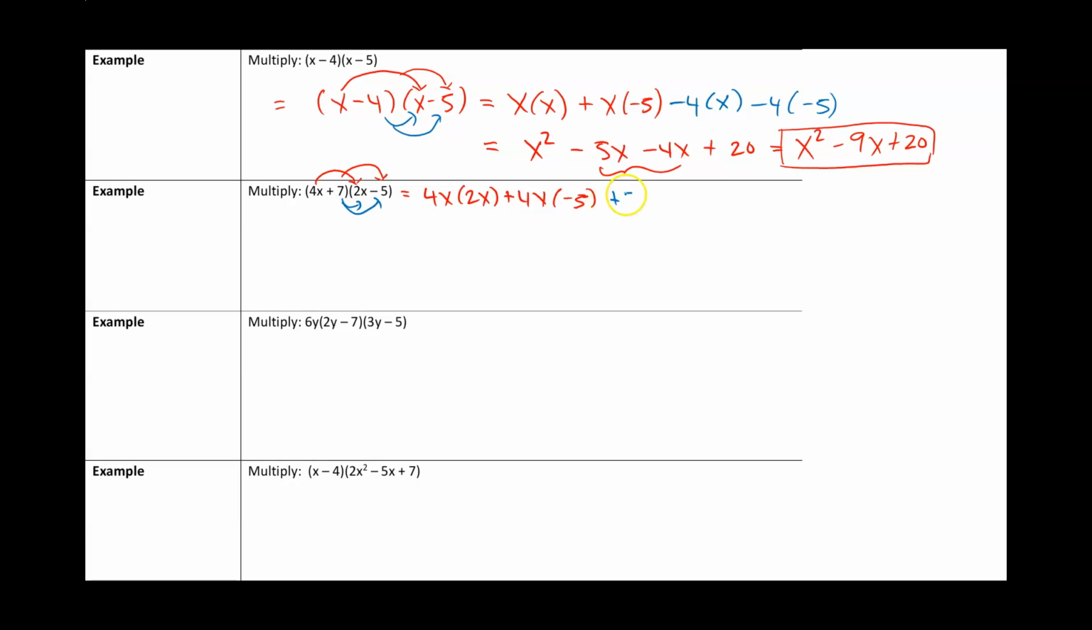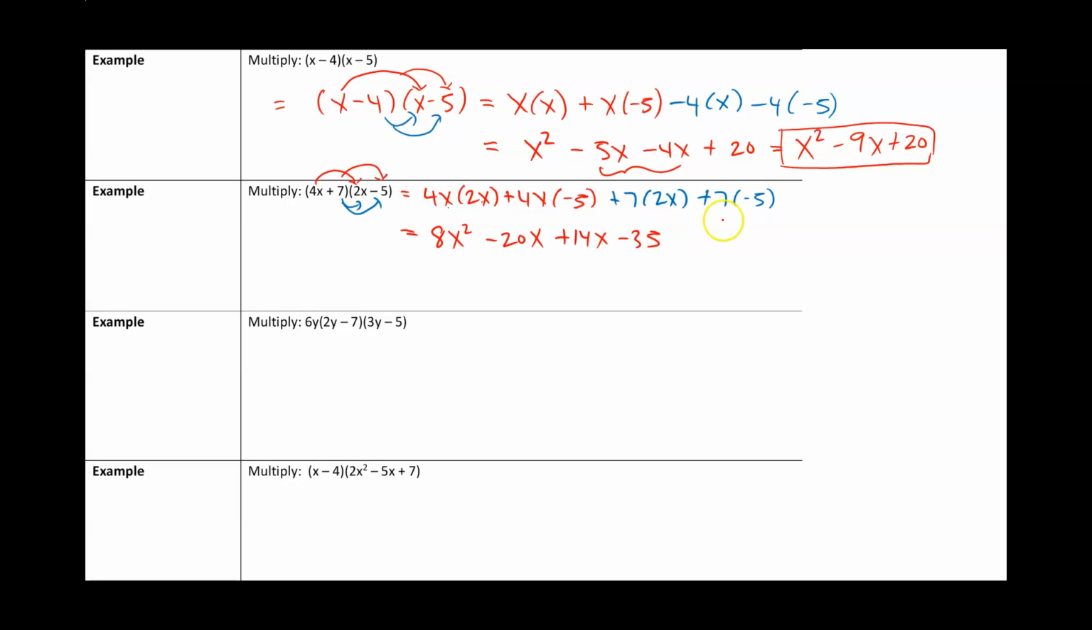So we have plus 7 times 2x, and then you have plus 7 times a negative 5. Let's combine our like terms. 4 times 2 is 8. x times x is x squared. 4x times negative 5, so I multiply 4 times negative 5, that's negative 20, and I have that x. Then I have 7 times 2, which is 14, and I have that x. And then 7 times negative 5 is a negative 35.